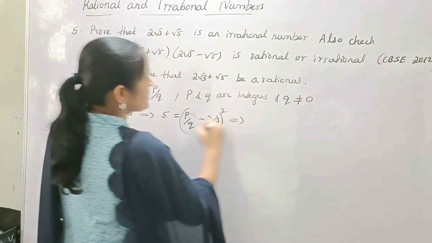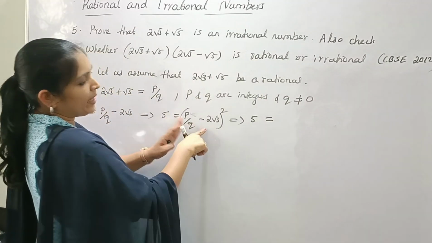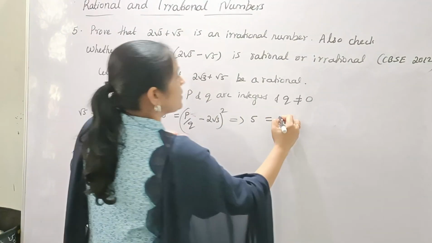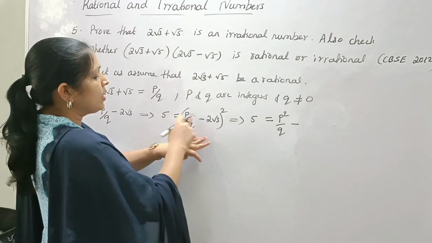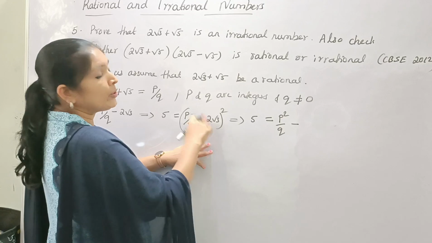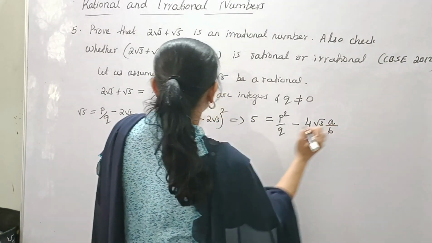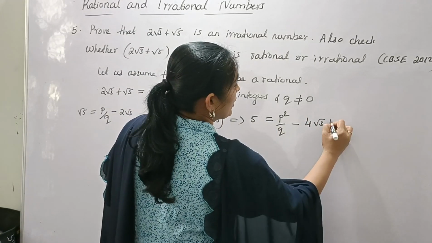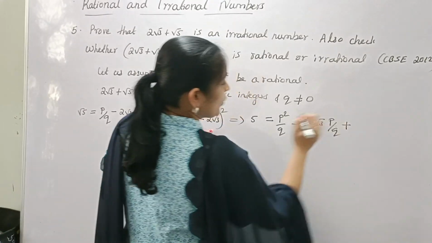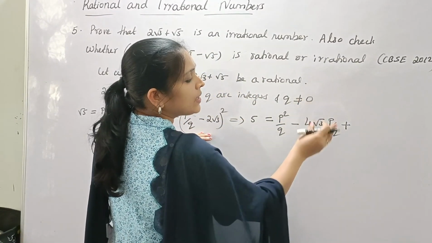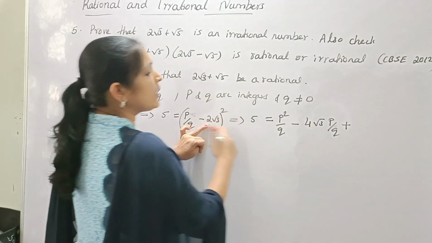That implies here 5 is equal to a minus b whole square form. So a square, that is p square by q square, minus 2ab. 2 into a into b. So 2 into 2, 4, 4 root 3 into p by q. Plus b square, right? So its square is 4 into 3, that is 12.